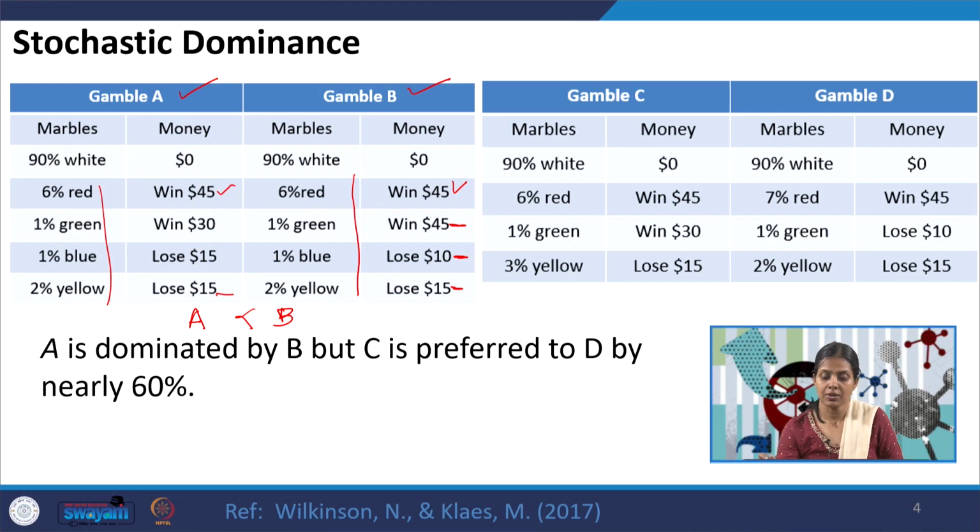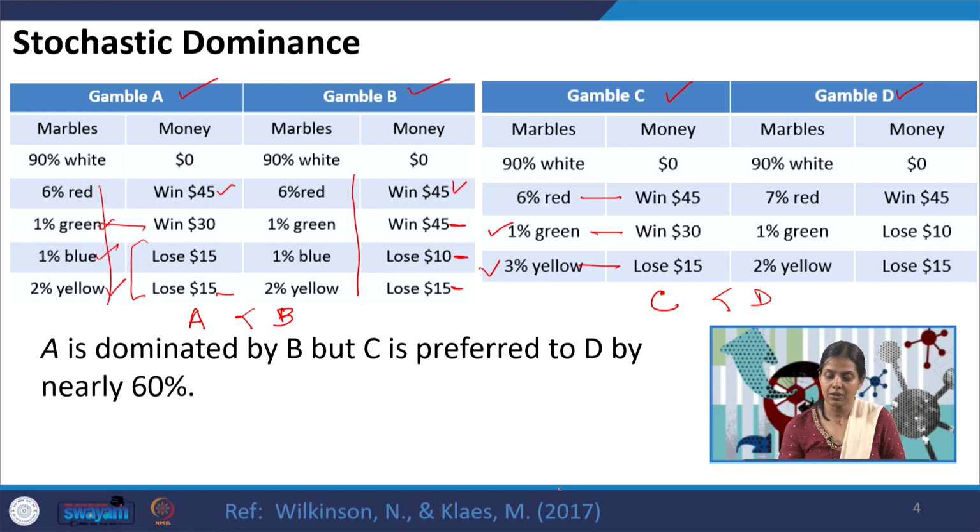I also discussed that if we compare gamble C and gamble D, we would see that if B dominated A, then D should have dominated C, because again 90% white is the same, then 6% red. If I compare C with A, then they would appear to be the same. 6% red, 1% green are here. Now, 1% blue and 2% yellow are clubbed together to make 3% yellow. The winning amount with red remains the same, the winning amount with green remains the same. Here it is a loss of $15 for both blue and yellow, that again is clubbed to a loss of $15 for 3% yellow.